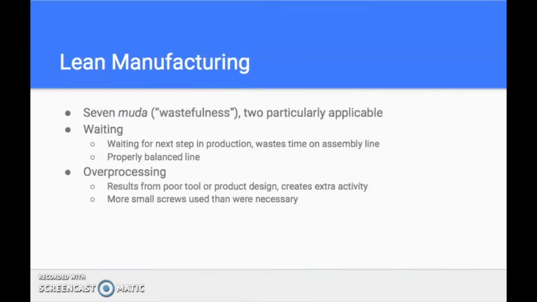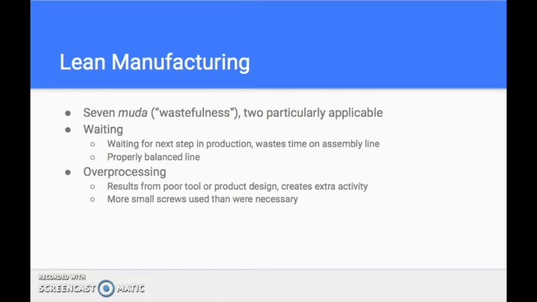So lean manufacturing works on the basis of 7 muda, which roughly translate from Japanese to wastefulness, 2 of which we found particularly applicable in the case of this project. The first is waiting. So this is waiting for the next step in production. It wastes time on the assembly line. You find your assembly line workers idle, and that's not good because it decreases the efficiency of the process. This can be mitigated by properly balancing the line, which is exactly what we did for this iteration of the assembly line.